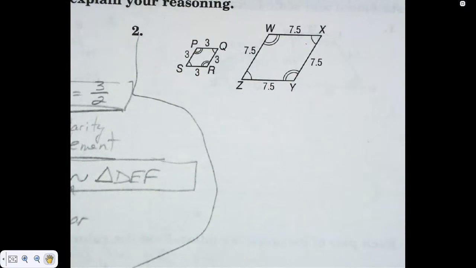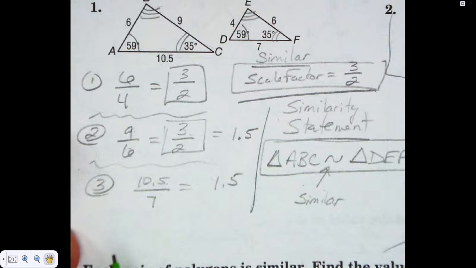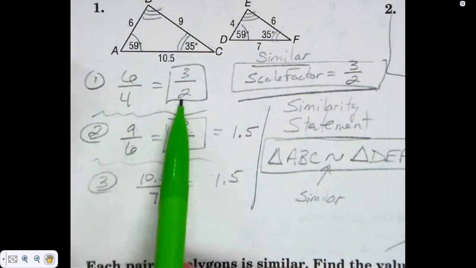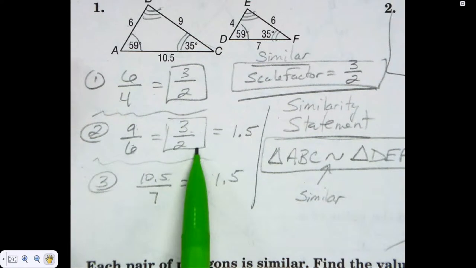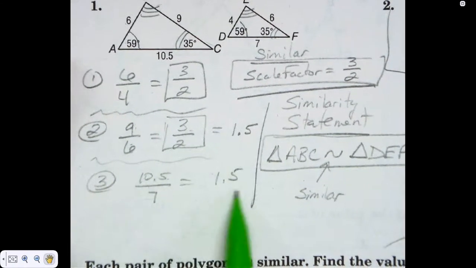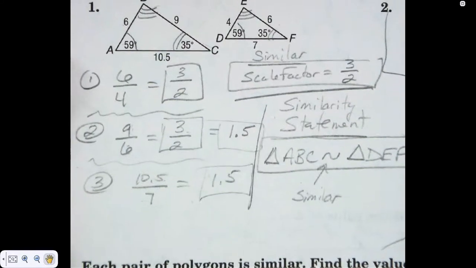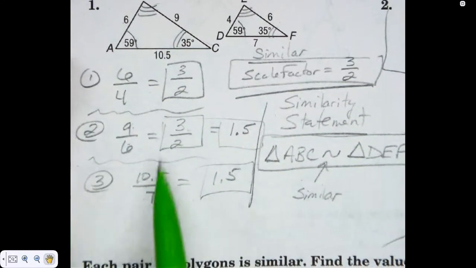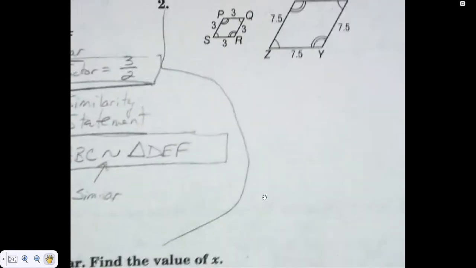Number 2, and by the way, it asks you to justify your answer here. How did I justify my answer? By showing that 6 over 4 was what? And by showing that 9 over 6 was what? 3 over 2. And that 10.5 over 7 is what? 1.5. I justified my answer. If you don't justify your answer, you didn't do the problem. Got it? So show all steps and work.